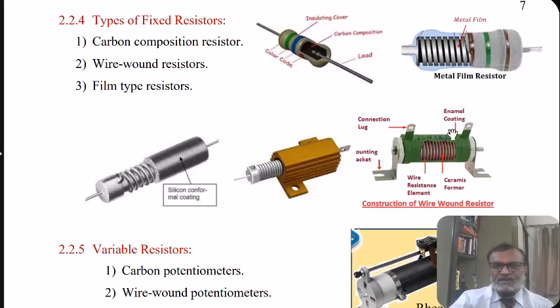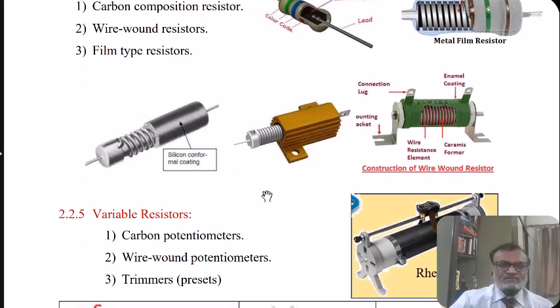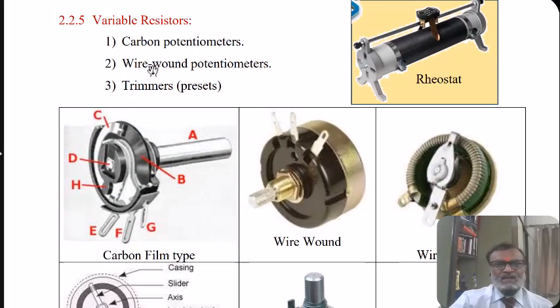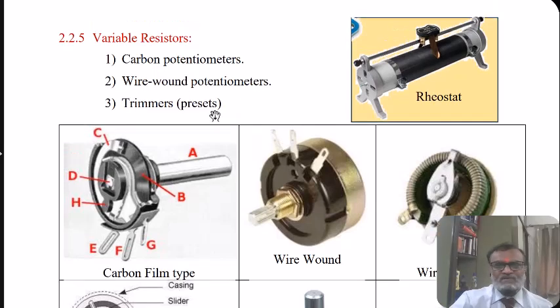The very high power resistance shown in this figure is a wire wound resistance, in which the wire is wound on an insulating former and the mechanical arrangement is provided to make the connection. The variable resistors, again, are carbon potentiometers or wire wound potentiometers or trimmers.